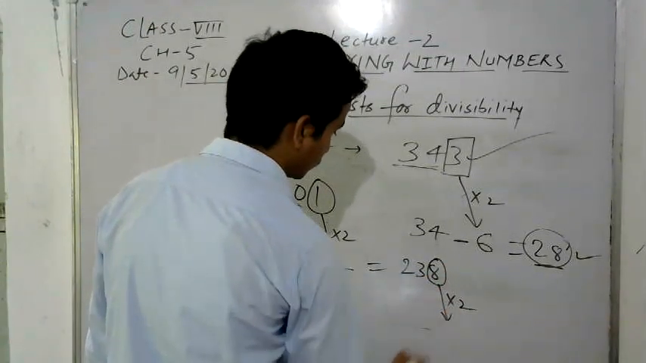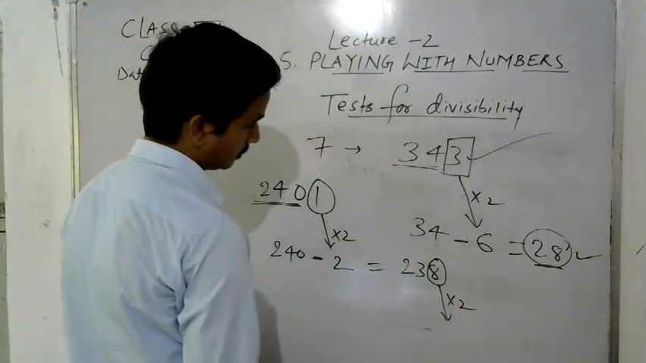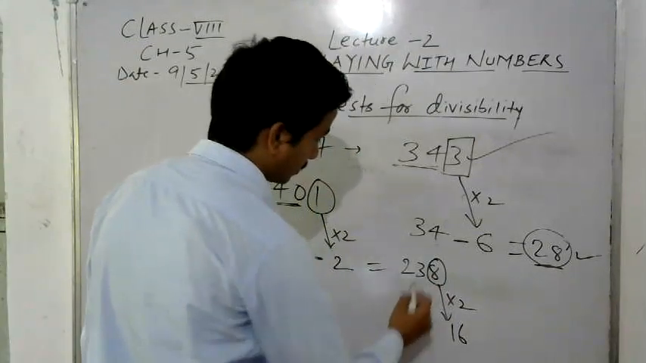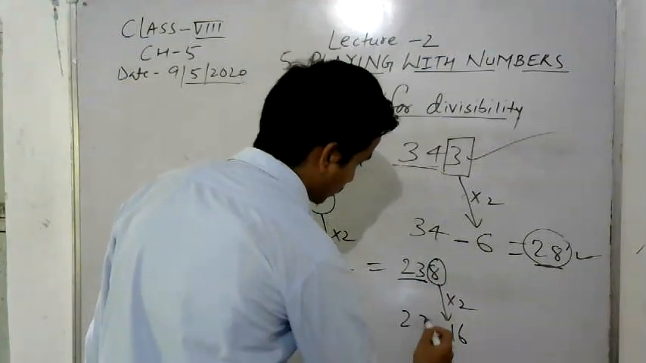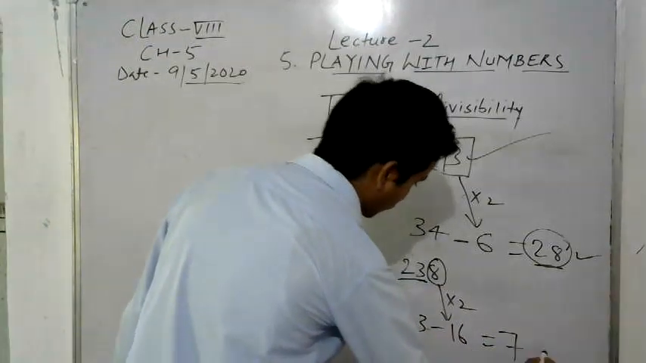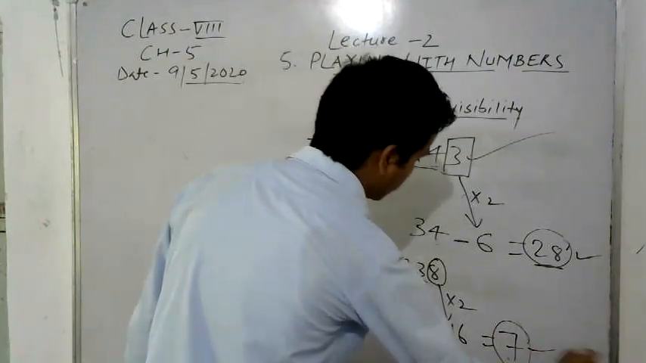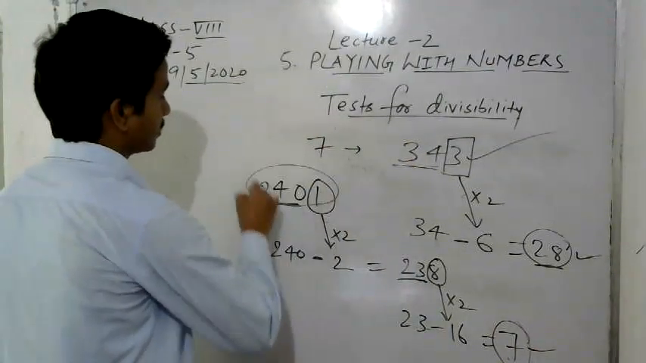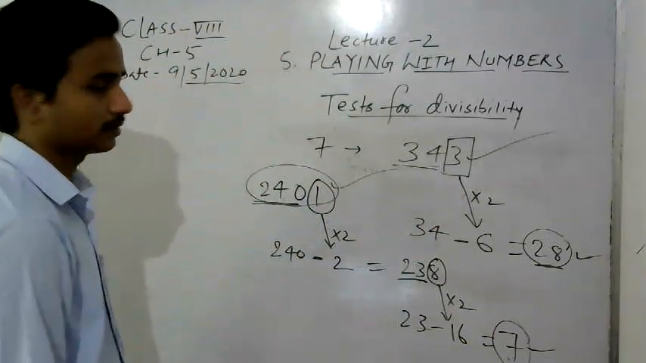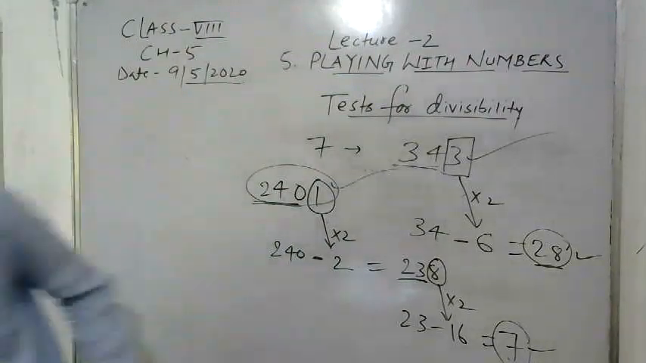Again see, what is the last digit? Multiply it with 2. 8 times 2 is 16. And what is the remaining digit? 23. Subtract it. What is 23 minus 16? It is 7. Is 7 divisible by 7? Yes, 7 is divisible by 7. Therefore, 2401 is divisible by 7. In this way, you will check for divisibility by 7.